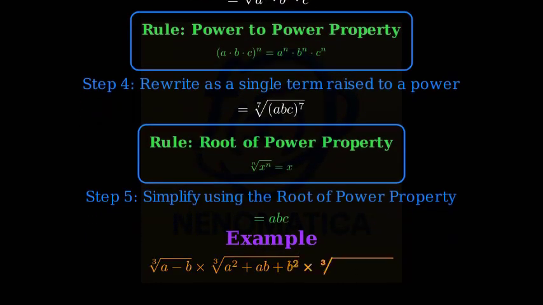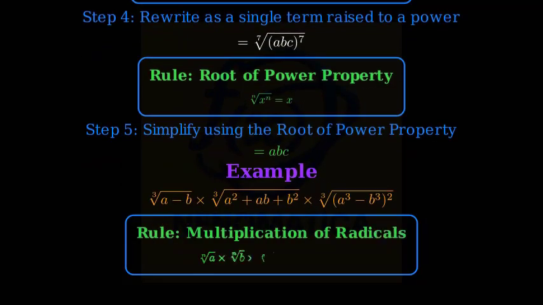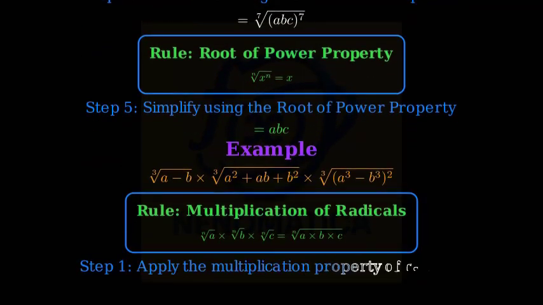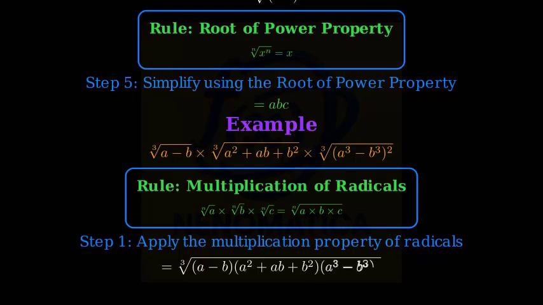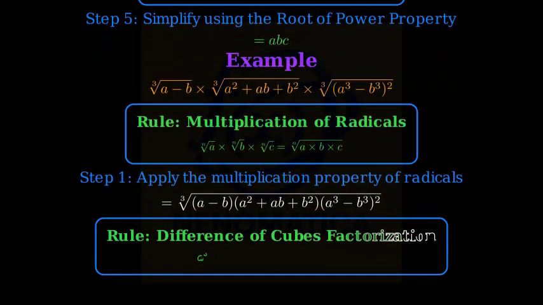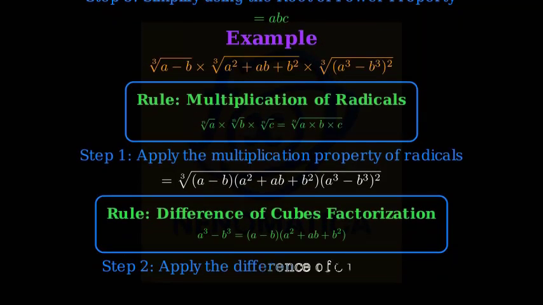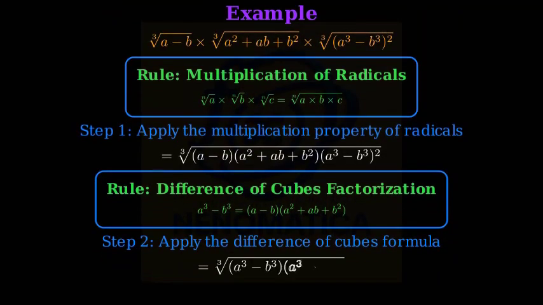We need to calculate the cube root of a minus b times the cube root of a squared plus ab plus b squared times the cube root of the quantity a cubed minus b cubed squared. Just like in our previous example, we'll start by using the multiplication property of radicals to combine what's inside the cube roots. Now, let's recognize something important here. The expression a minus b times a squared plus ab plus b squared is actually equal to a cubed minus b cubed. This is a standard algebraic factorization.